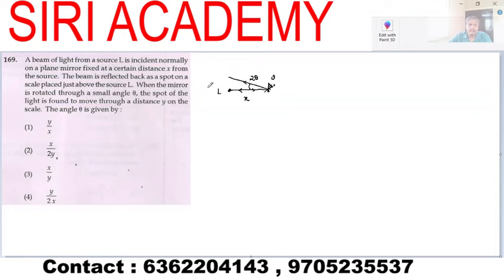The reflected ray rotates by an angle 2 theta. The spot of the light is found to move a distance y on this scale. So it has moved here y. The angle theta is given. So tan 2 theta is equal to y by x. As they said, small angle, so I can say 2 theta is equal to y by x and theta is equal to y by 2x. So the option corresponding to this answer is 4.